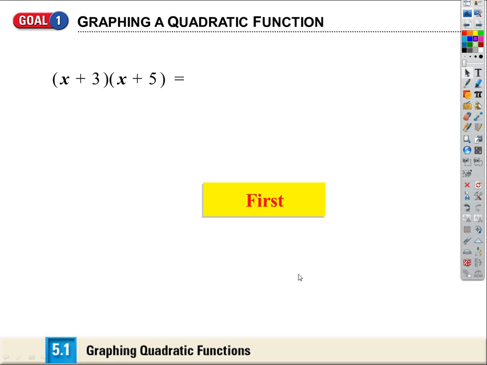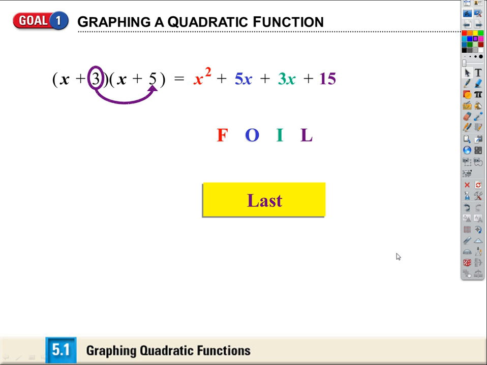So I distribute the x from the first factor into both parts of the second factor. Then I distribute the 3 into both parts and just add up like terms, right? I mean, that's no big deal. And you can remember FOIL if you wanted. It's just distribution. Okay. If we wanted to reverse that process.